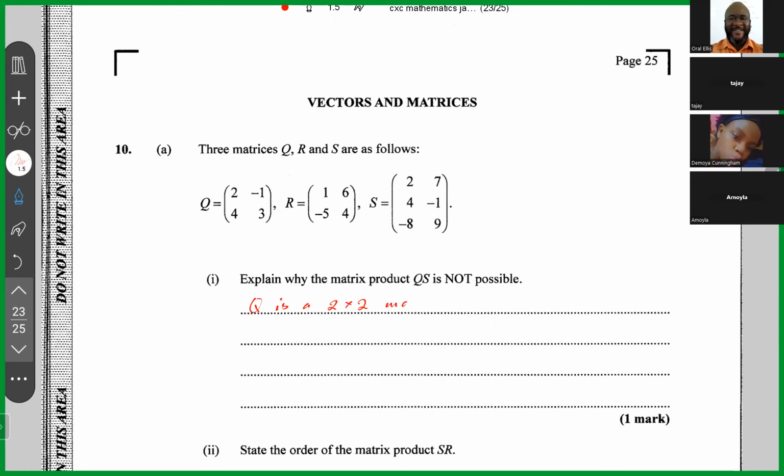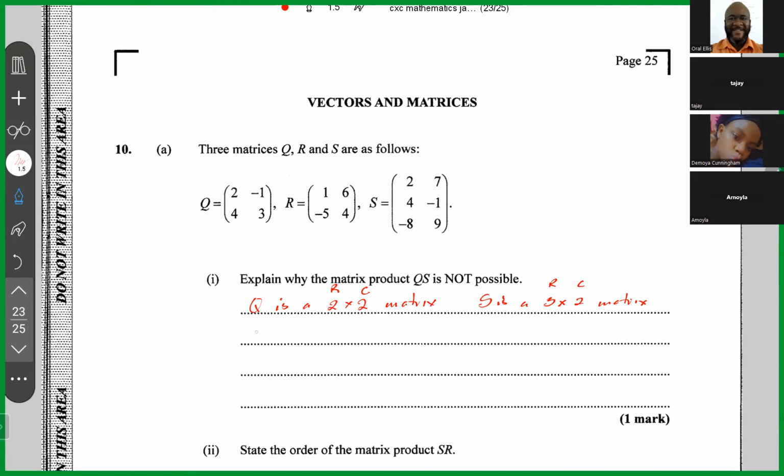All right, and what that means is that the first number is the number of rows. The second number is the number of columns. S is a 3 by 2 matrix. Now 3 by 2, this is rows, and this is what? Columns.